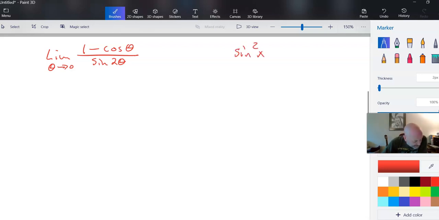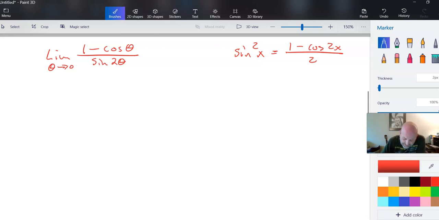squared of x is equal to 1 minus cosine 2x over 2. That's one of your half angle identities. And that's why it's a really good idea to have a sheet of identities with you, even if you haven't memorized them. Oftentimes just having it there helps you remember things that maybe wouldn't pop into your mind otherwise.